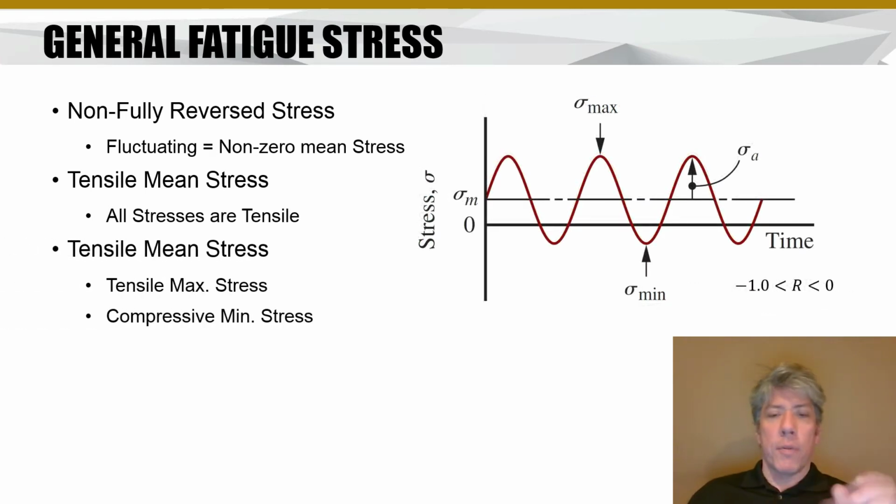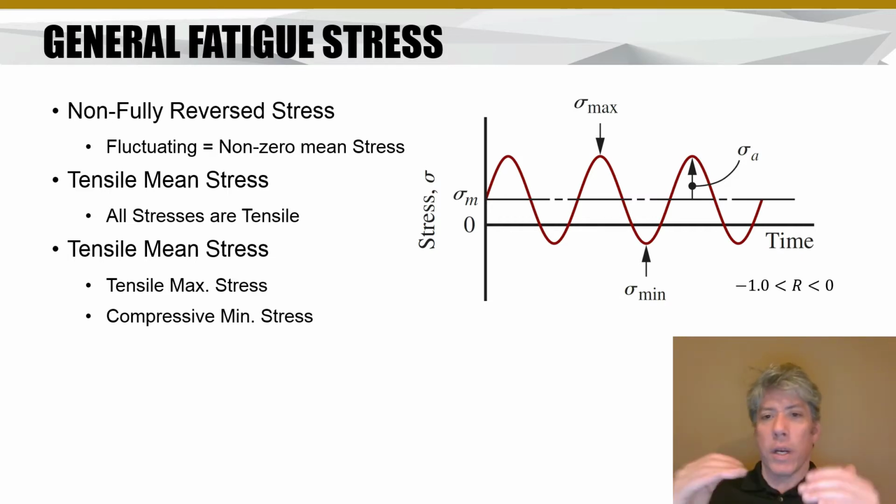Now, another type, if we take that whole curve and we move it down a little bit, where the minimum stress is now in the compressive region, well, notice our maximum stress is still tensile, and the minimum stress is compressive. The average, as long as we don't move down too far so that we get to a 0 mean stress, will be a tensile stress. Okay, so this is a tensile mean stress example. And then the ratio is going to be between -1.